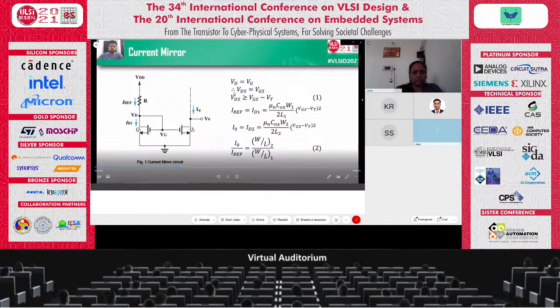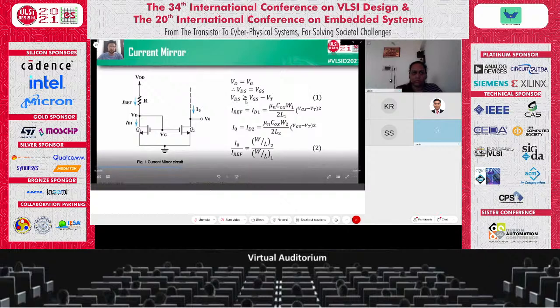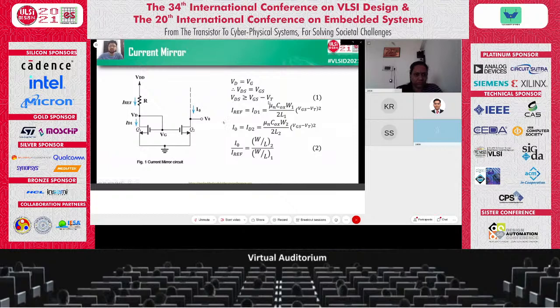So we can write VDS, the drain to source voltage, is equivalent to the gate to source voltage. From here we can write VDS greater than or equal to VGS minus VT. VT is nothing but the minimum voltage at which the transistor starts operating. That means it is in the saturation region. After solving these equations, we get I naught equivalent to the I reference current, along with the ratio of the aspect ratios.